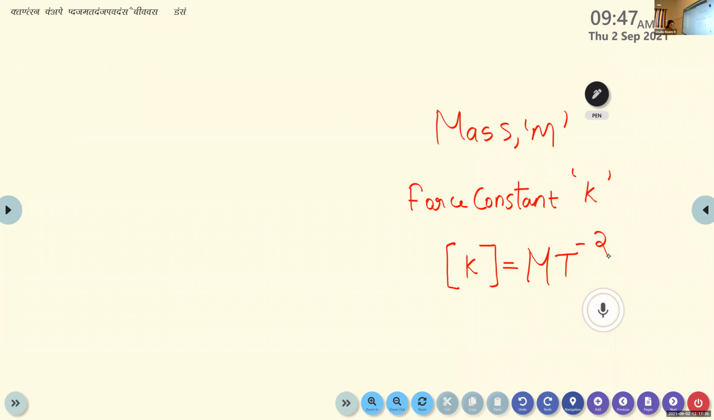So here you need to derive an expression for the period of oscillation of a mass attached to a spring executing simple harmonic motion, such that the period of oscillation depends on two factors. One is mass and the other is the force constant K. The dimension of the force constant is already provided here: K is equal to MT raised to minus 2. So how can we solve this problem?